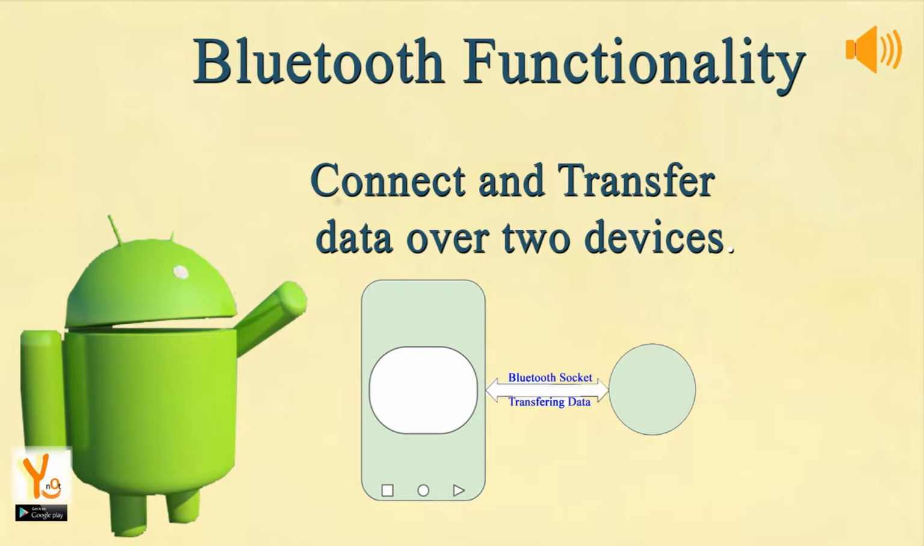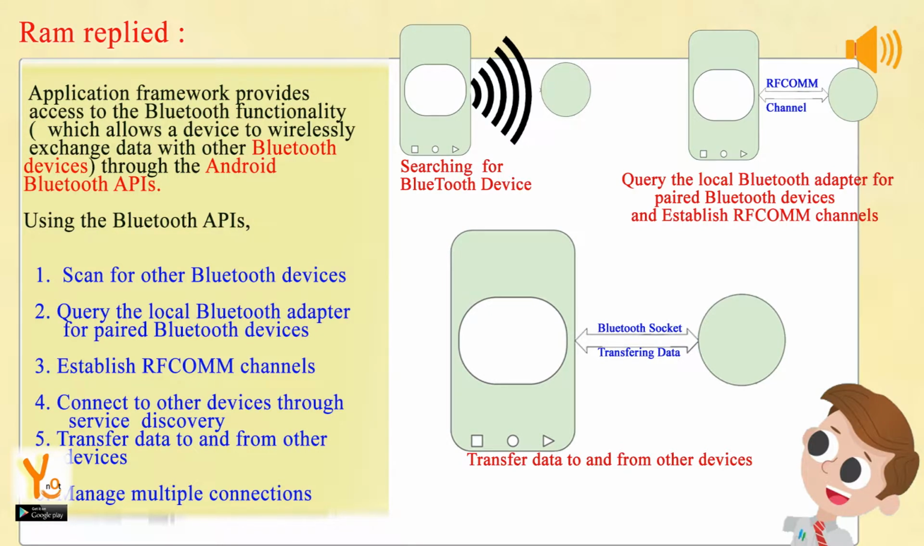Lesson on Android Bluetooth functionality, connect and transfer data over two devices. The Application Framework provides access to the Bluetooth functionality, which allows a device to wirelessly exchange data with other Bluetooth devices, through the Android Bluetooth APIs.